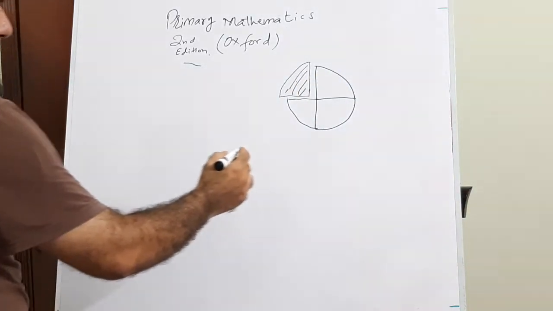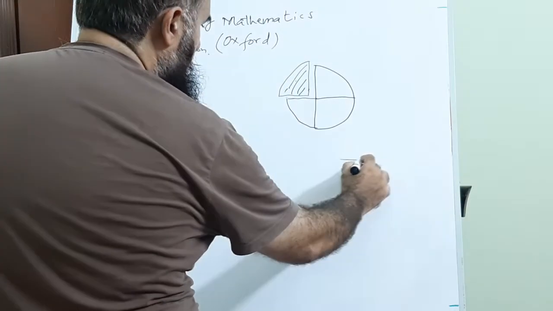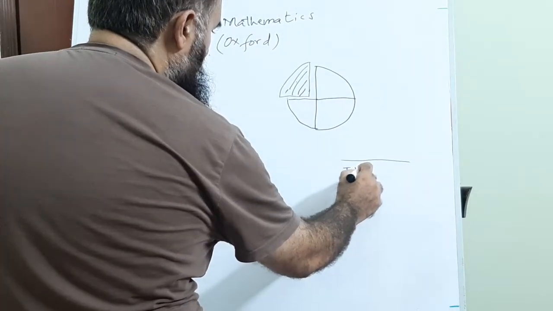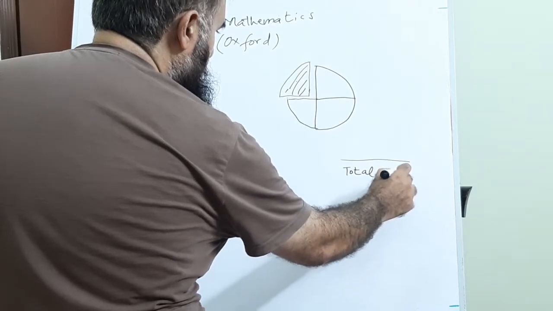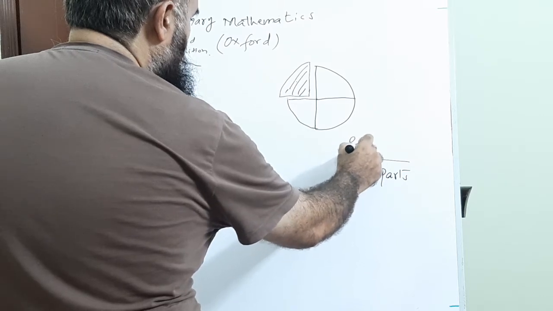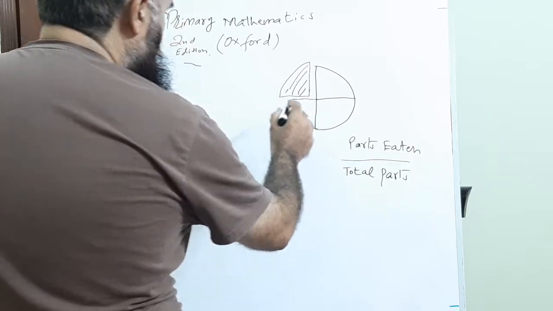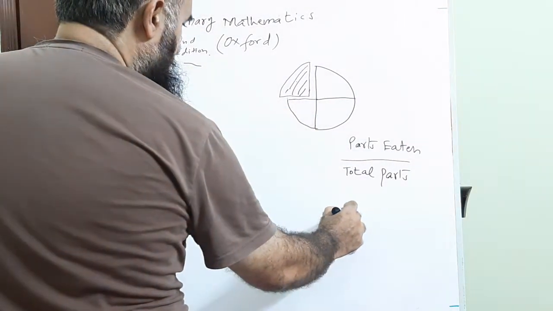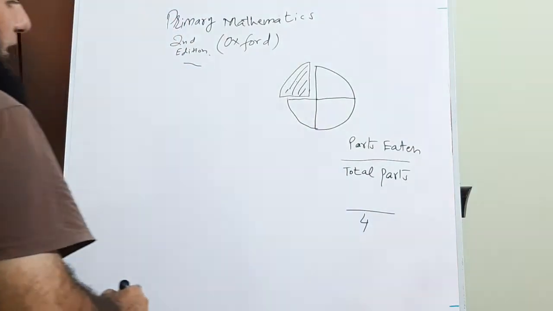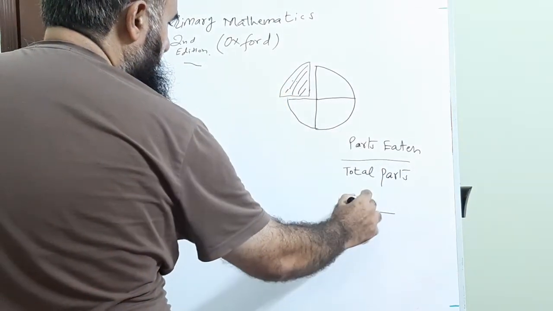As we told you in the last session, when we write something in fractions, the lower part represents the total parts of something and the upper portion is the parts eaten. So here we see that total parts are 4. It will come down: 1, 2, 3, 4. And how many parts are eaten? Only 1 part. So we'll write here 1.